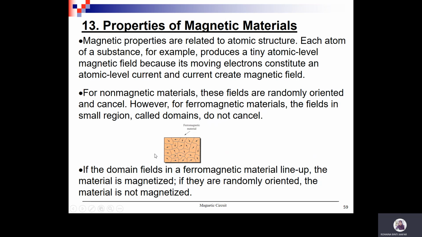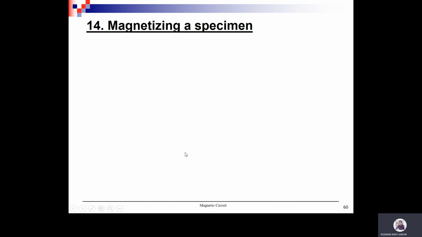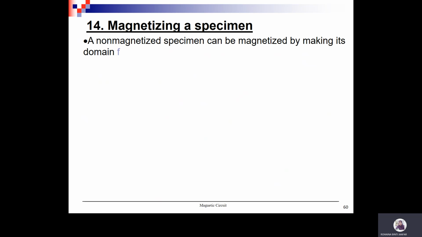So for example, at the initial point, this is your field, and then when you supply the current, the material will magnetize. So when you supply the current, the arrows will point in one direction only. Magnetizing a specimen.